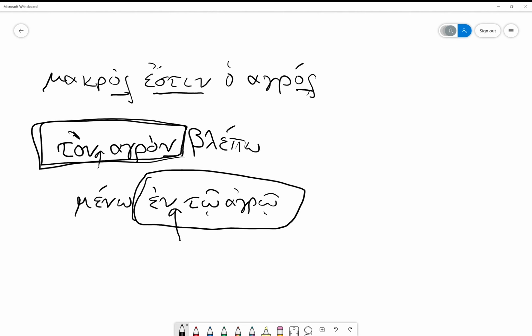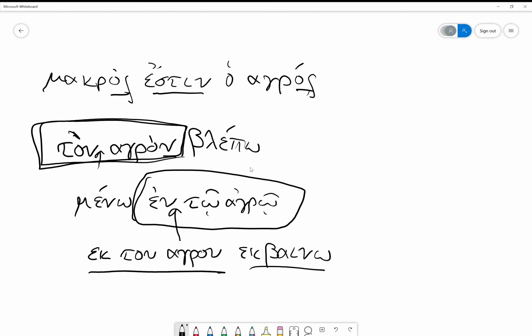And then a genitive example. I can say ek tu agru ekbaino. So, and this would be out of the field. Out of the field I go. I step out. So I step out of the field. I'm walking out of the field.